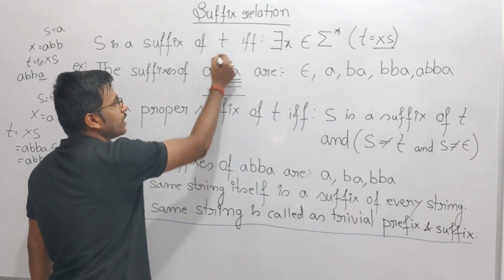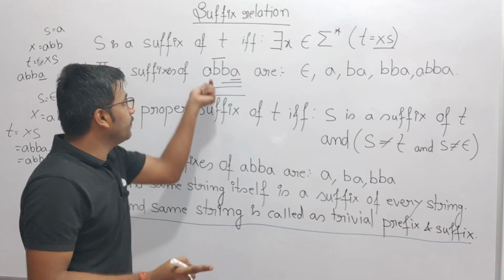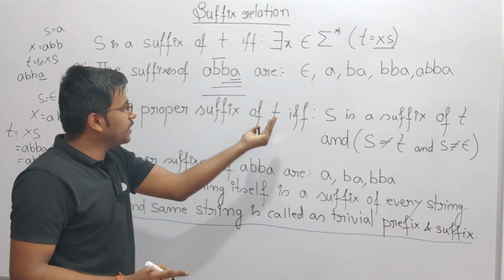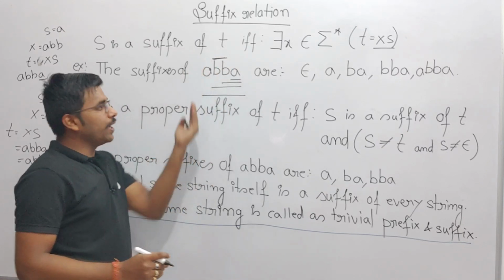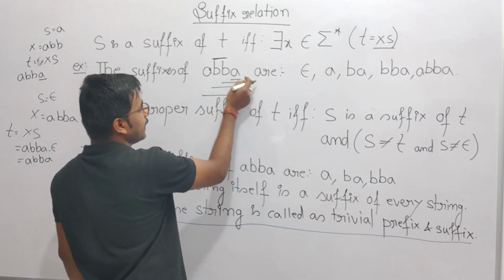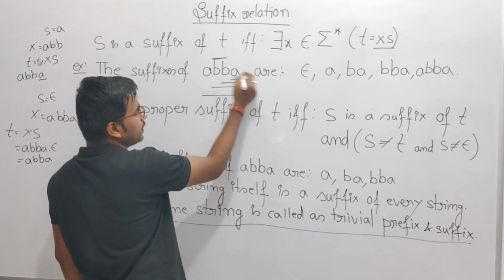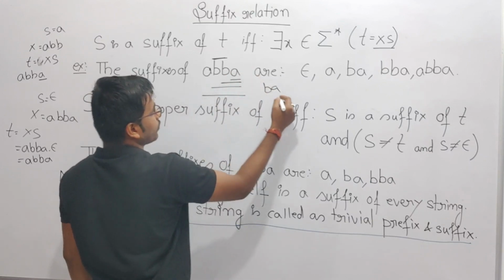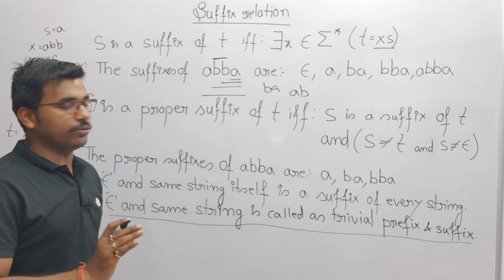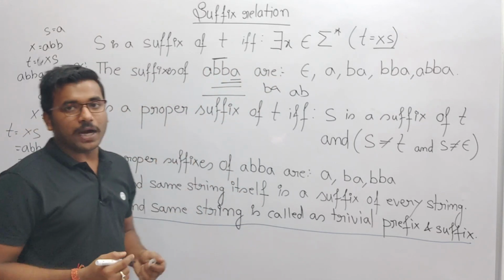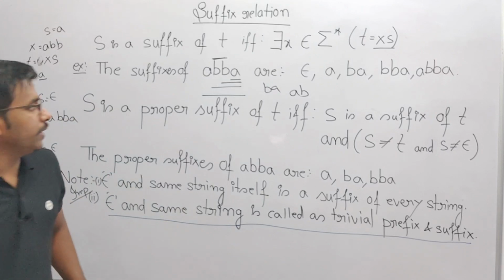So bb is neither a prefix nor a suffix because it is in the middle. From the beginning it's a prefix, from the end it's a suffix. So you can't take bba... because from the end you have to take. And when you are taking a, then ba, okay? You should write ba. Don't write ab. This is a common mistake that students make. So a suffix is the end part of the string.